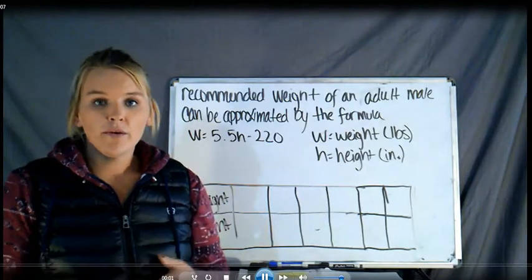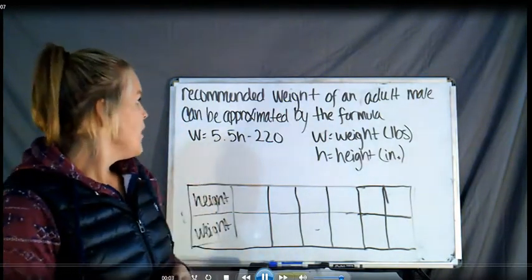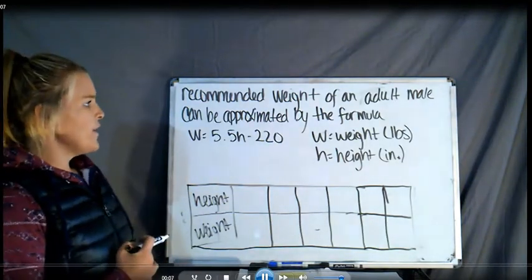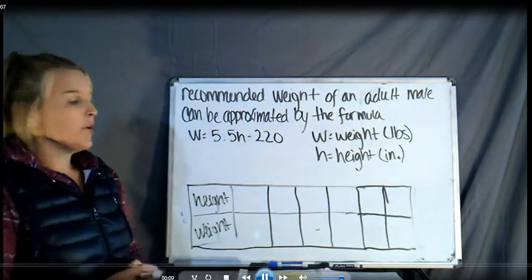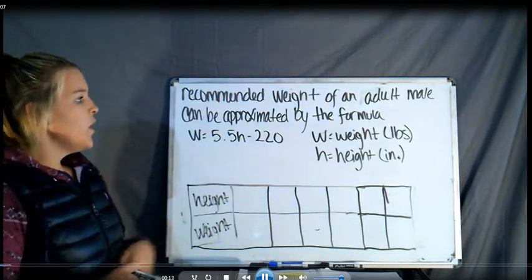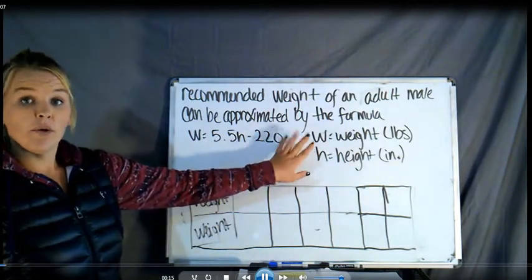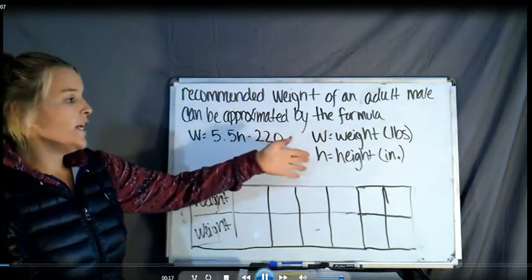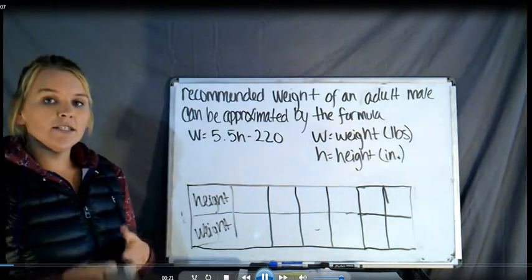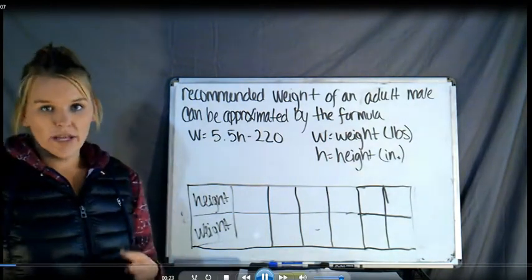So we're going to work through one practice example with this. And our practice example says the recommended weight of an adult male can be approximated by the formula W is equal to 5.5 H minus 220, where W is weight in pounds and H is height in inches. So the first question that they're going to ask is, what is a practical domain for this?